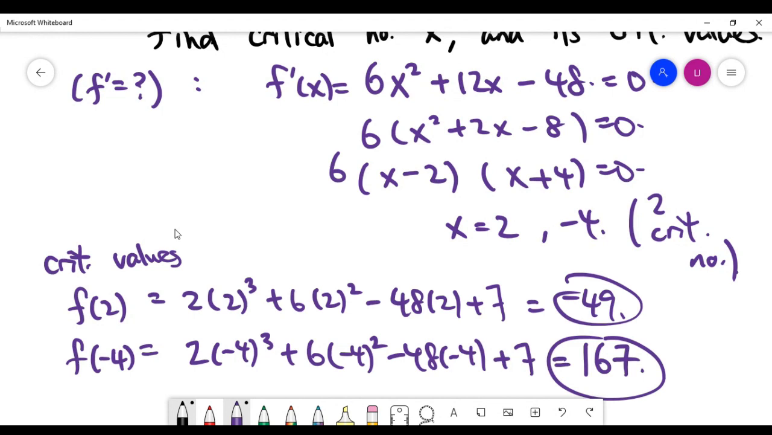And in the next couple of videos, we'll look at the topic in more detail, like we'll try to find the maximum, minimum, point of inflection, etc., based on the critical numbers.